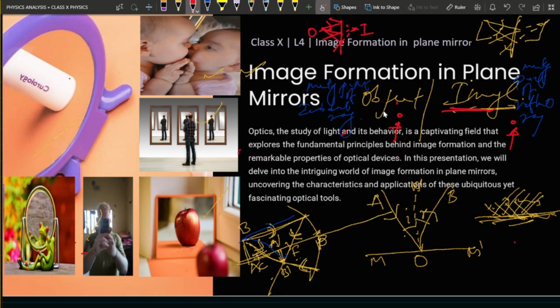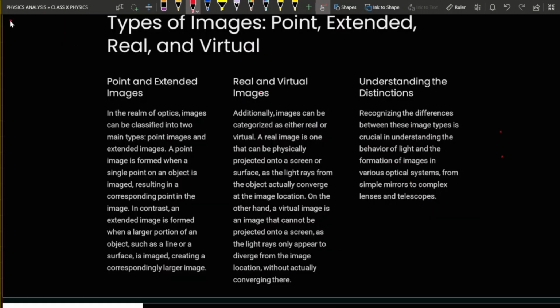So a point forms an object, and the meeting point of reflected rays forms an image. Okay, next page, let's understand. We discussed image means meeting point of reflected rays. So the meeting point of reflected rays forms an image.